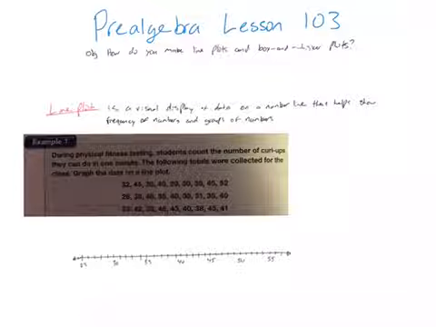So example 1 says, during physical fitness testing, students counted the number of curl-ups they could do in 1 minute. The following totals were collected for the class. Graph the data on a line plot. So pretty much the idea of a line plot is just to represent where numbers are. So I'm just going to go through here.